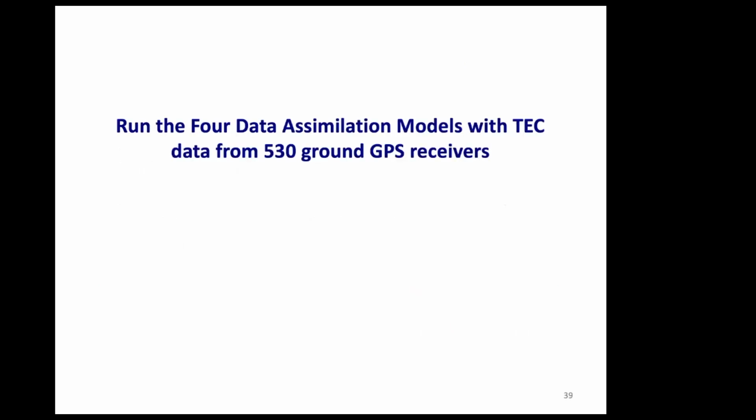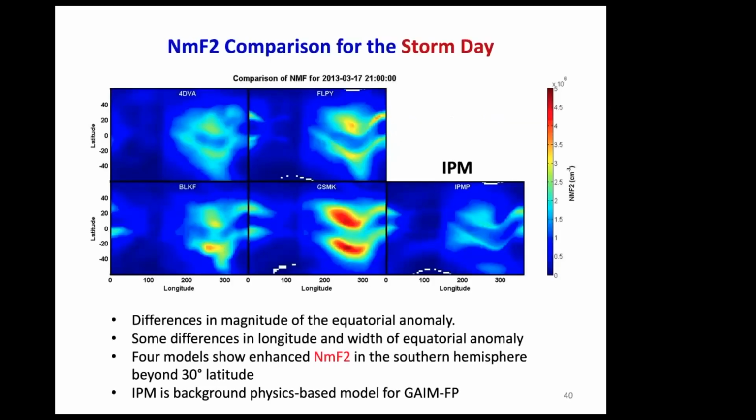This is the first step. We want to run the 4 data simulation models with just TEC data from 500 ground GPS stations. Here is the NMF2 comparison for the storm day at 2100 UT. Red corresponds to high NMF2 values and blue to low.